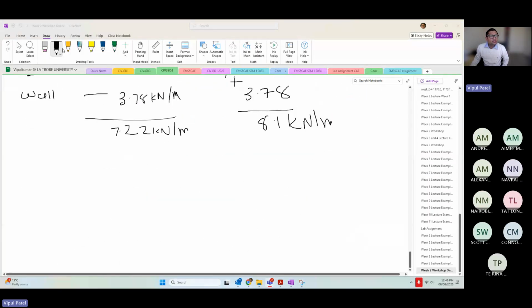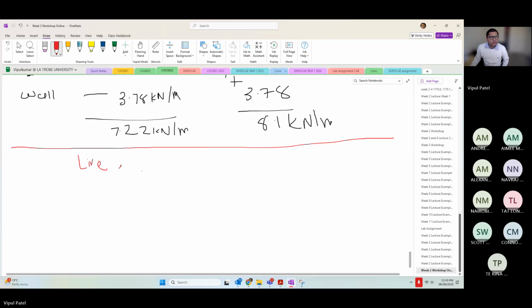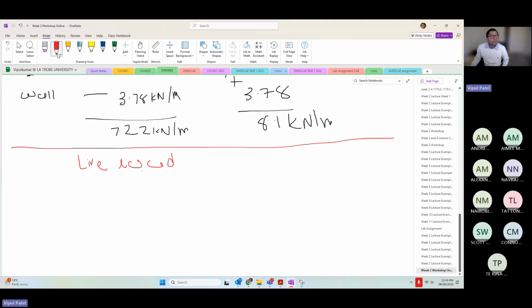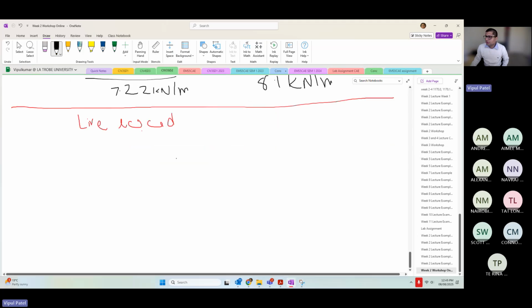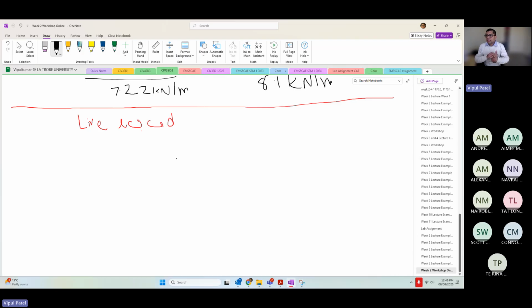Now, dead load finished. This one is the end of the dead load. Now we're going to do the live load. The live load that we're going to work out is quite simple compared to the one that we had on these ones. So let's start with the same philosophy. Let's start with the roof first. Now live load for the roof is given in here.